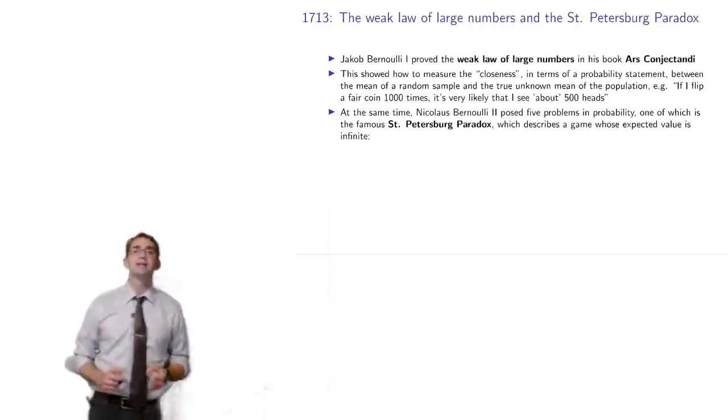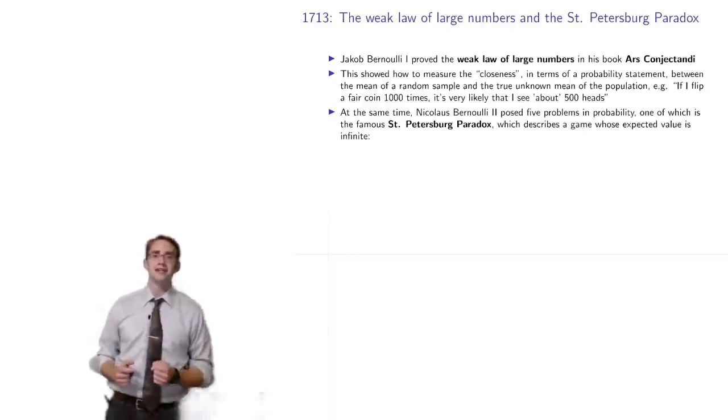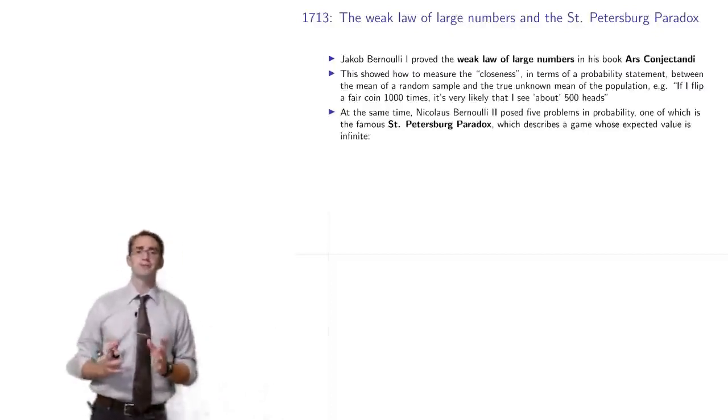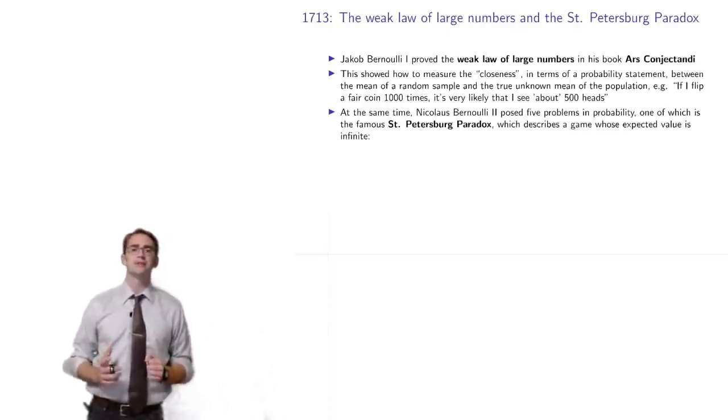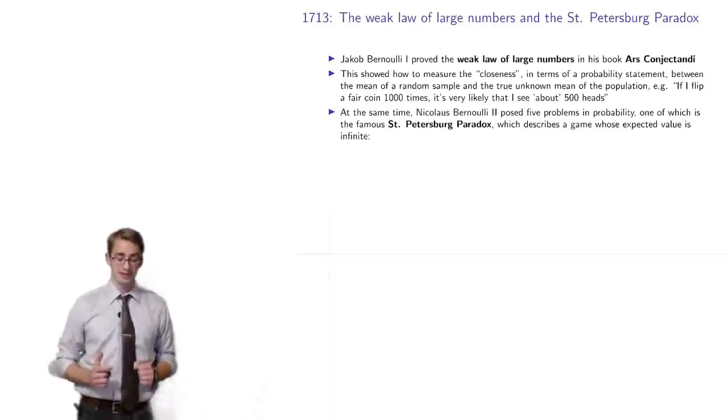At the same time, his nephew, Nicholas Bernoulli II, posed 5 problems in probability, one of which is a famous one called the St. Petersburg paradox, and that describes a game whose expected value is infinite. It works like this.